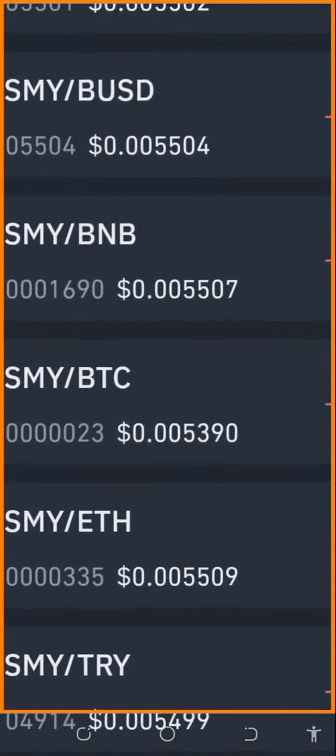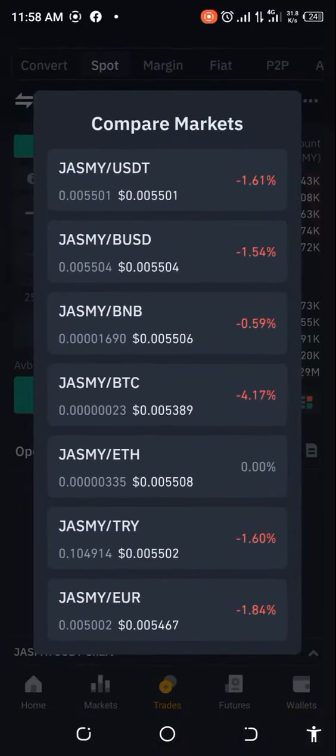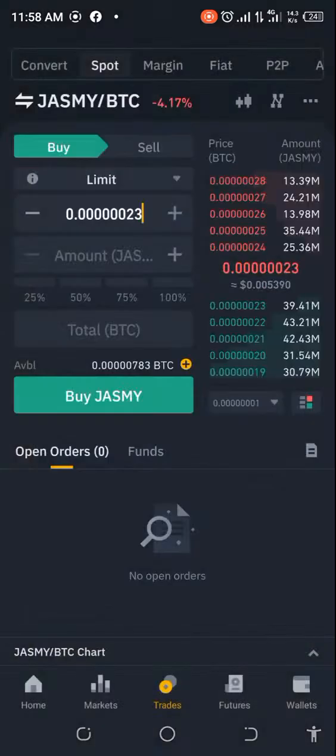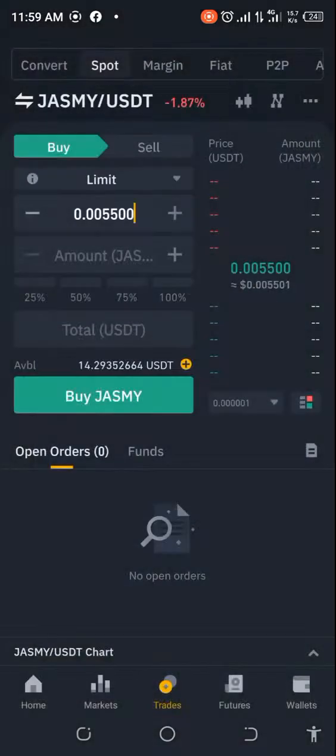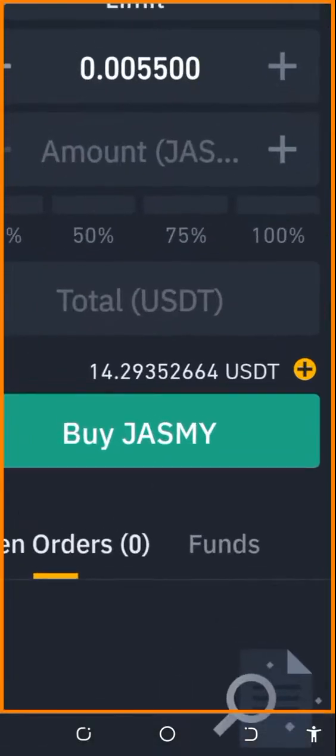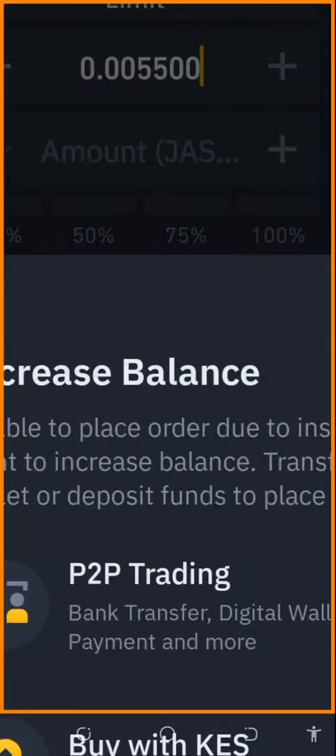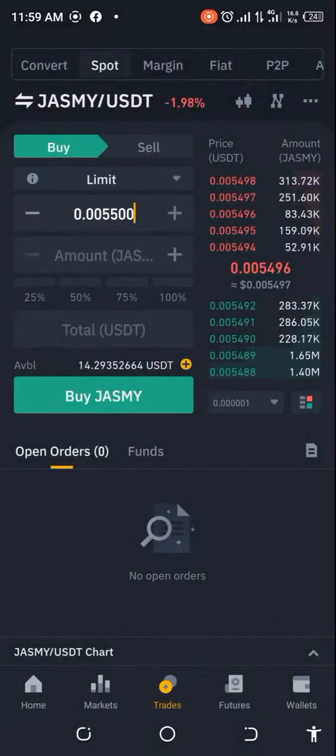And like I always say, you need to always simulate first. So the first thing I want to do is simulate. I'm going to work with the Jasmine slash BTC first, with the amount of money that we have here. Don't forget, let me go back to Jasmine USDT so that you will see what we have. What we have is 14.2935 USDT. So I'm just going to use that to simulate.